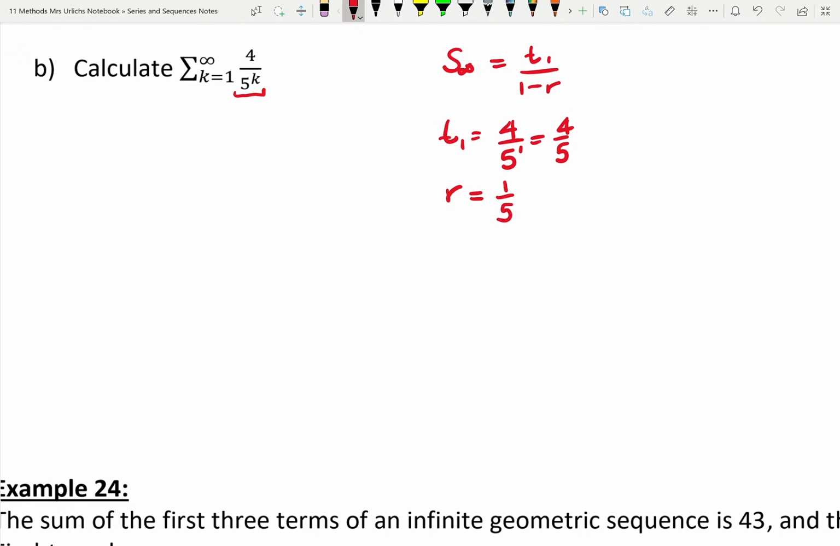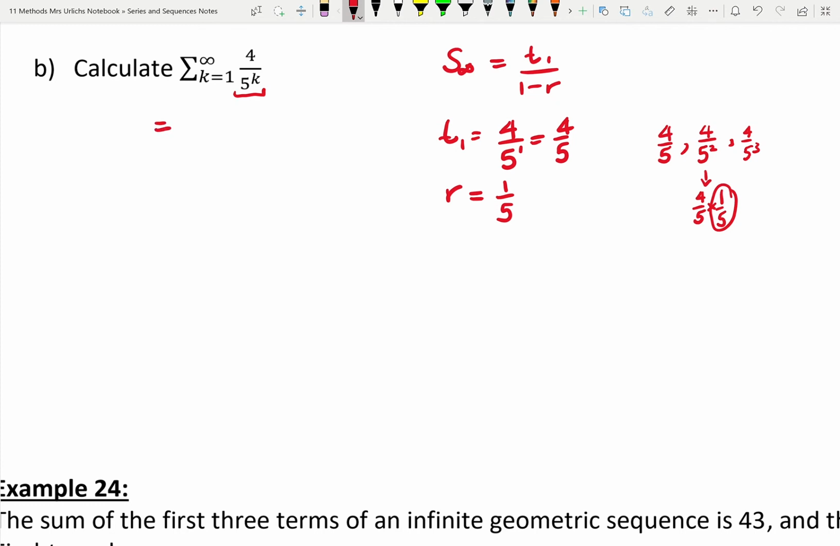How did we do that? Well, have a look at the first few terms of the sequence. So we've got 4/5, and then our next one is going to be 4 on 5 squared, and that is actually 4/5 times 1/5. So there's our ratio of 1/5. And next one will be 4 on 5 cubed, which is going to be this previous term times 1/5. So 1/5 is our common ratio.